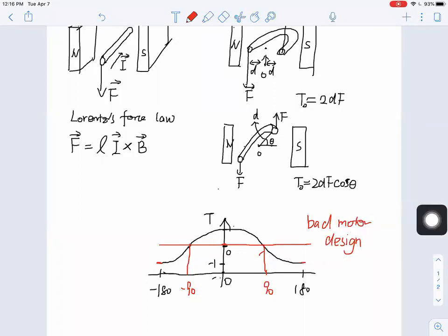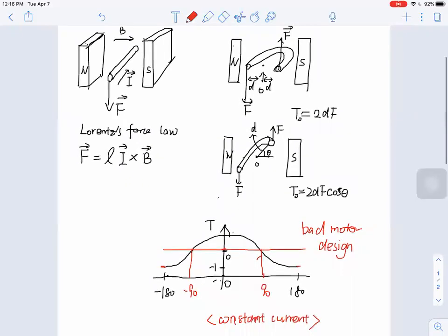And also all we're talking about is under constant current. We assume we only give constant current to this motor. That means the direction of current stays the same, right? And the magnitude stays the same. So if the direction of current going into the loop is the same, when it rotates to a different angle, that's why you get a positive and negative torque, if that makes sense. And this is some basics about motors.